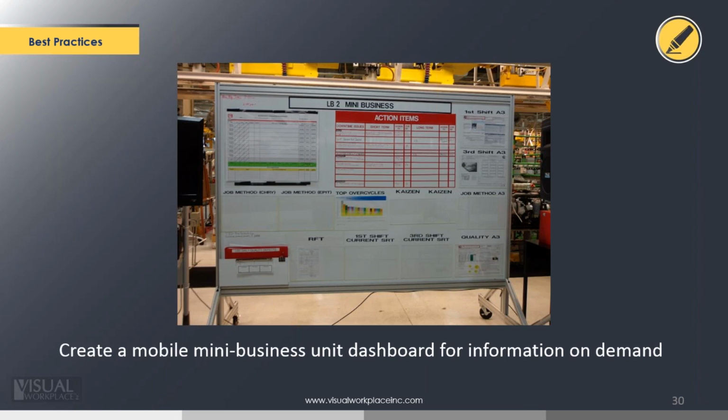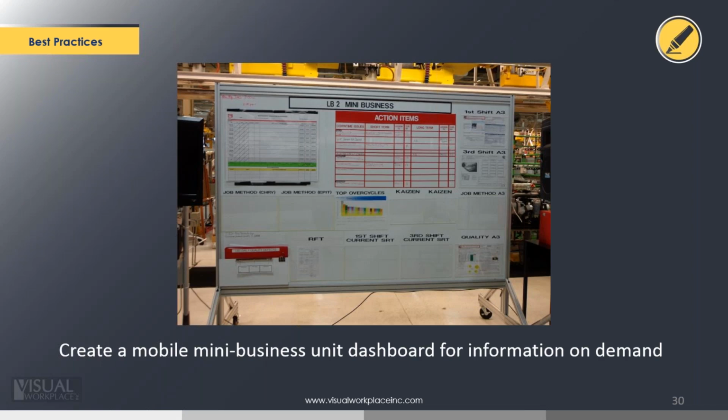Next, we've got a little mini business unit. This is encompassing of a lot of information. You can see there's multiple shifts, but you've got information that they're developing for work standards, Kaizen events, action plans. They're wanting just a central location to communicate what's happening in a particular area. So there's lots of different ways you can do it, but it may be something that you might find useful in your organization.